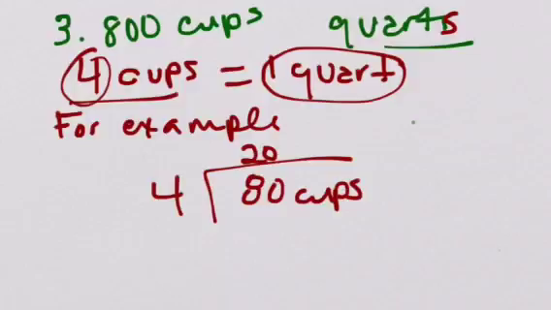Okay, so let's say a question is asking about 8 cups. It wants you to find out how many quarts you can get out of 800 cups. We know that 4 cups equal 1 quart. So for example, if I was using 80 cups, that's not what you're doing, but that's what I'm doing, I would divide by 4 cups, and I would get 20.